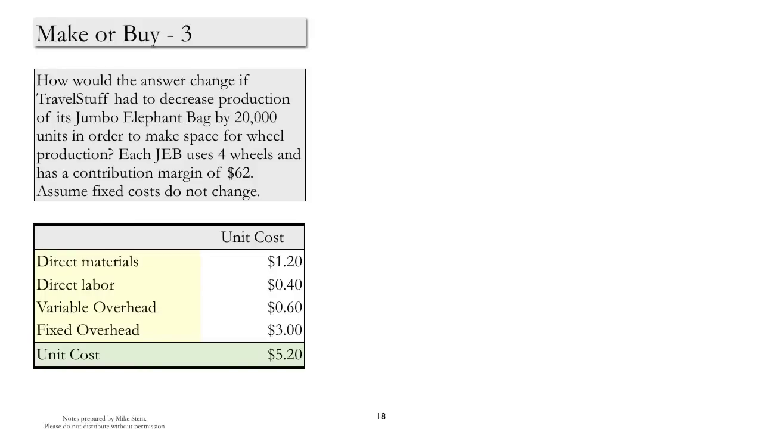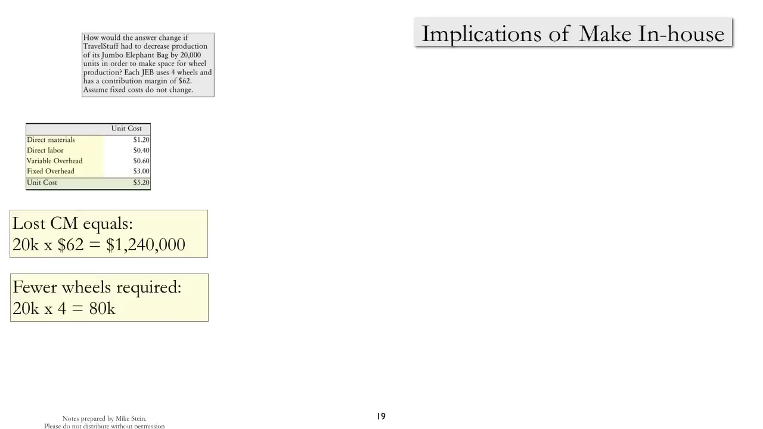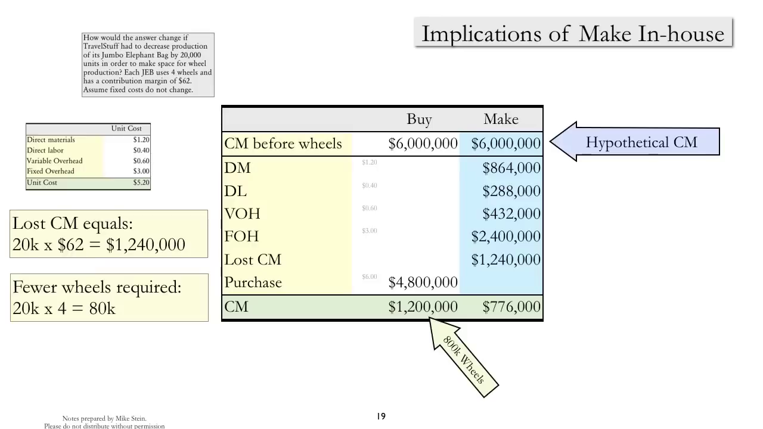A new wrinkle is the recognition that making the wheels in-house will impose a capacity constraint. We will ignore the spoilage concerns from the last example. The capacity constraint implies, one, that an opportunity loss of $1.24 million will be incurred, and two, 80,000 fewer wheels need to be produced. To see all the effects, I use the device of a hypothetical contribution margin to serve as a base case. The net contribution margin when the wheels are bought externally is $1.2 million.